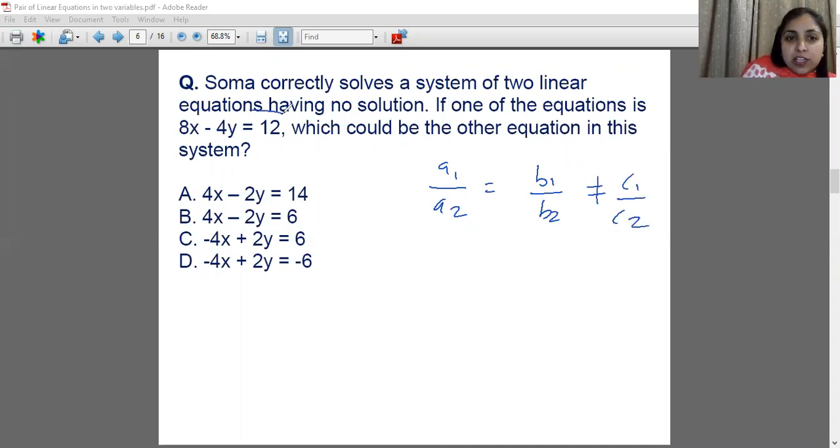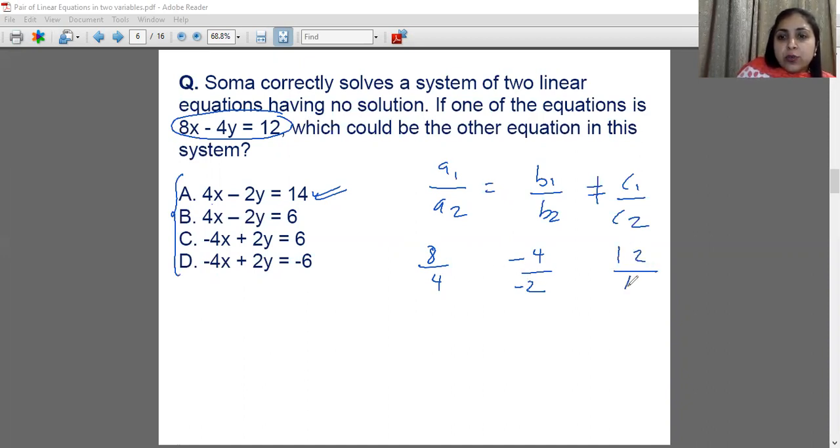One equation is 8x minus 4y is 12. Now I have to find from these options which can be the second equation. Let us try the options one by one. So a1 is 8 here. If I take option A, then a2 is 4, b1 is minus 4 and b2 is minus 2, right? c1 is 12 and c2 is 14.